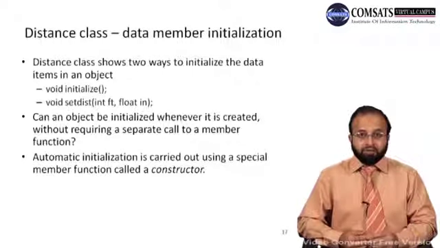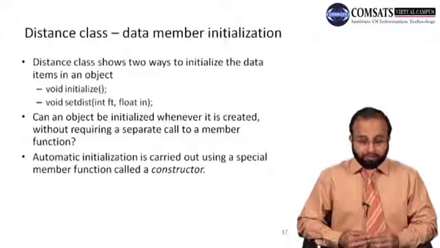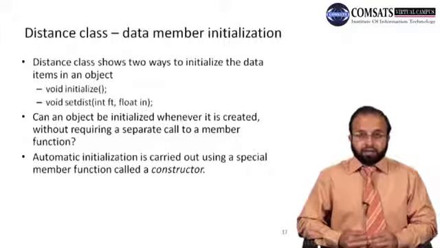Let me summarize today's lecture. In today's lecture we have seen the access specifiers, private and public. We have seen some examples, that is the grad book example, a book class example, and the distance class example, these three examples. And in the next lecture we will see what a constructor is, why we need a constructor, what is the function of the constructor, and we will see some examples.